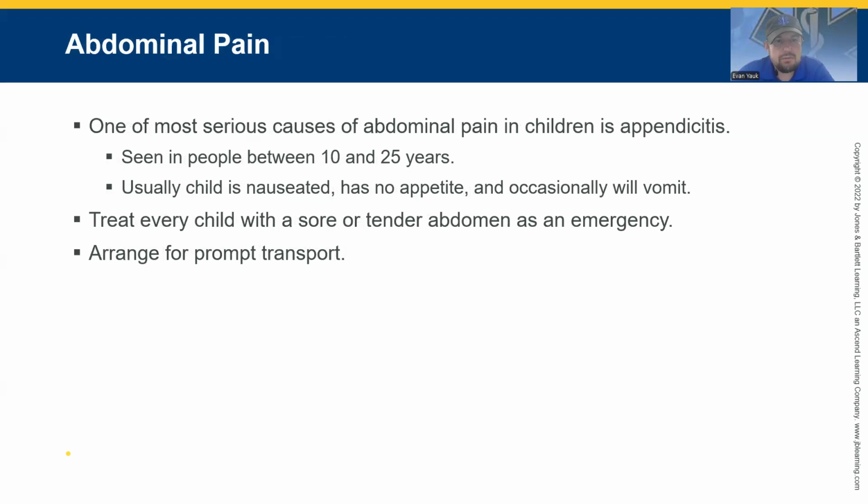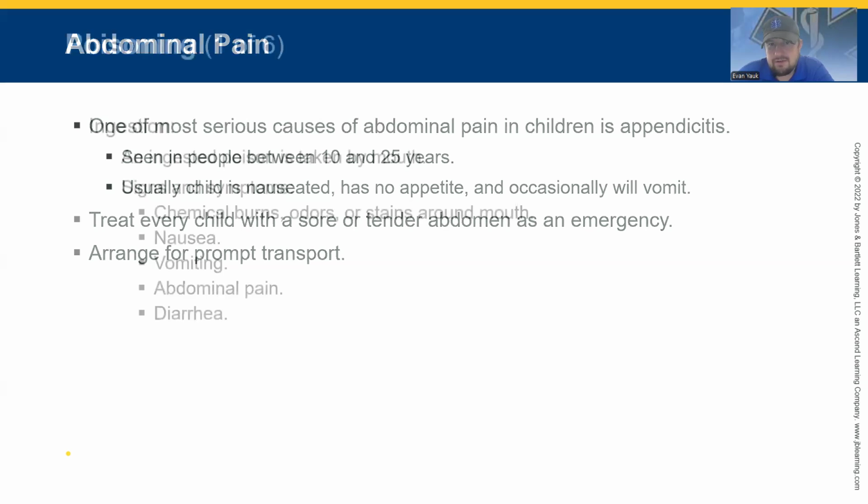Abdominal pain. One of the most serious causes of abdominal pain in children is appendicitis, seen in people between 10 and 25. Usually the child is nauseated, has no appetite, and occasionally will vomit. Treat every child with a sore or tender abdomen as an emergency. Arrange for prompt transport. Keep these children comfortable and calm. Don't be surprised if they vomit.